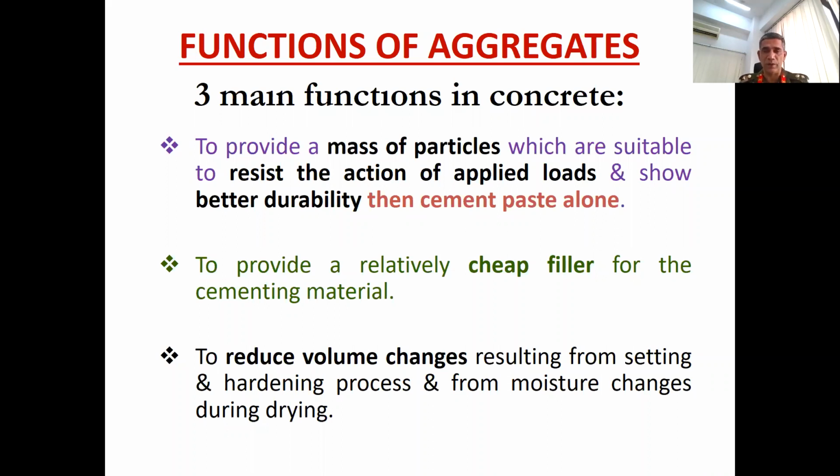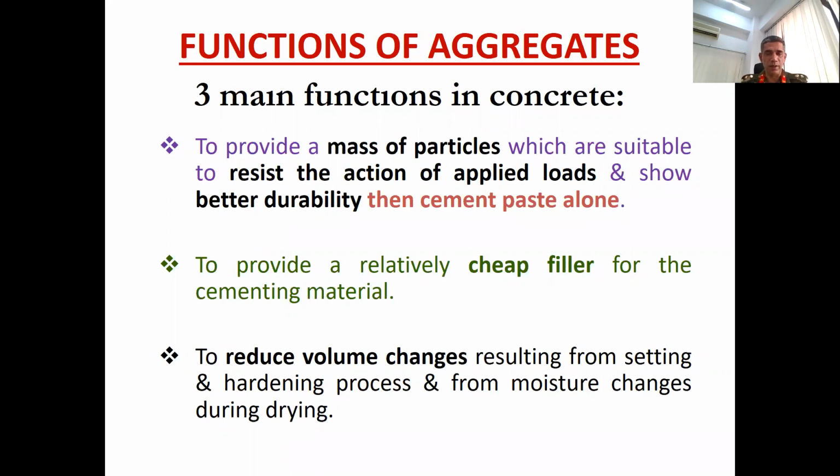The first stage is setting of concrete. That means concrete remains in a semi-liquid state. So it changes its state from the semi-liquid state to a semi-solid state and solid state. So there is a change of state, that is called setting. And in the setting process, concrete does not gain any strength. And then immediately after that, the hardening process starts. Hardening is the phase when the concrete gains strength. So due to this setting and this hardening process, the volume changes take place.